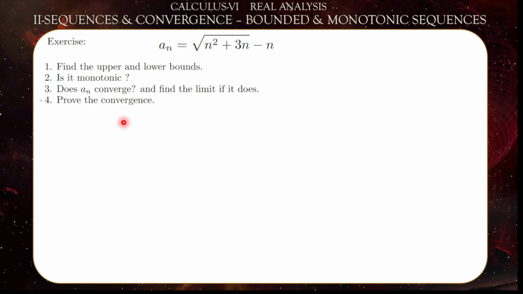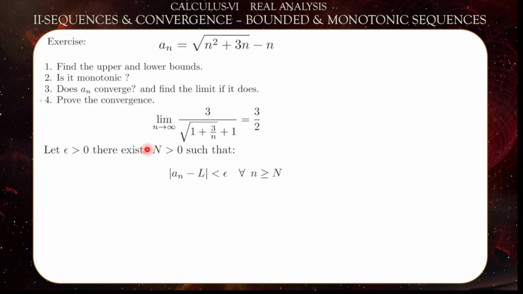Prove the convergence. So again, limit of a_n as n approaches infinity is equal to 3 divided by 2. We want to prove that. Let epsilon be strictly greater than 0, epsilon being a very small number. There exists capital N greater than 0, such that the absolute value of a_n minus L is less than epsilon. The gap becomes very small as n becomes very large and approaches capital N. a_n minus L is equal to square root of n squared plus 3n minus n minus 3 divided by 2, is less than epsilon, in absolute value of course.